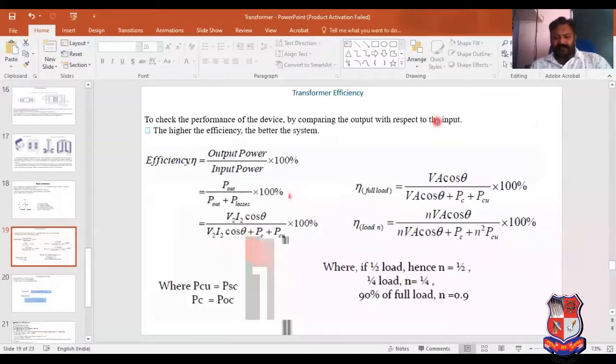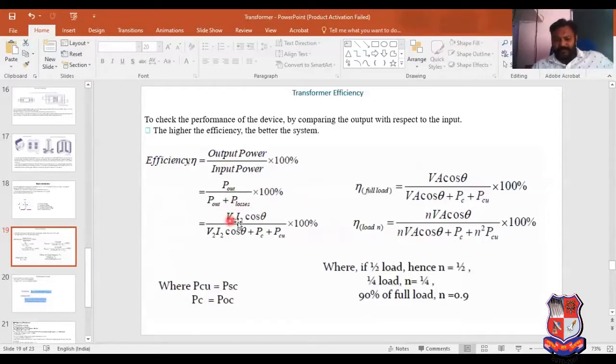Now the question comes of transformer efficiency. Checking the performance of the device by comparing the output with respect to input is basically known as efficiency. The higher the efficiency, the better the system. So how do we find efficiency? This equation will help you in calculation of numericals. Efficiency is output upon input. If percentage efficiency is required, multiply by 100. So you can also write P out upon P out plus losses, since output plus losses is equal to input.